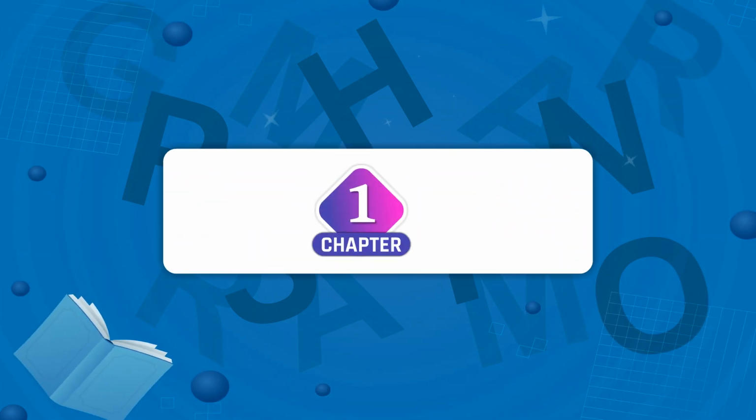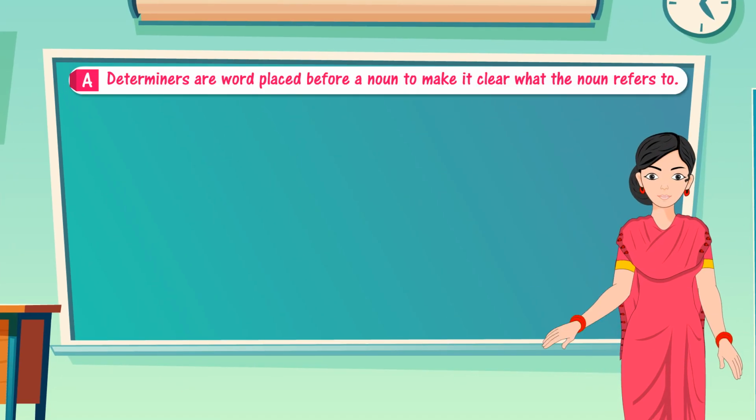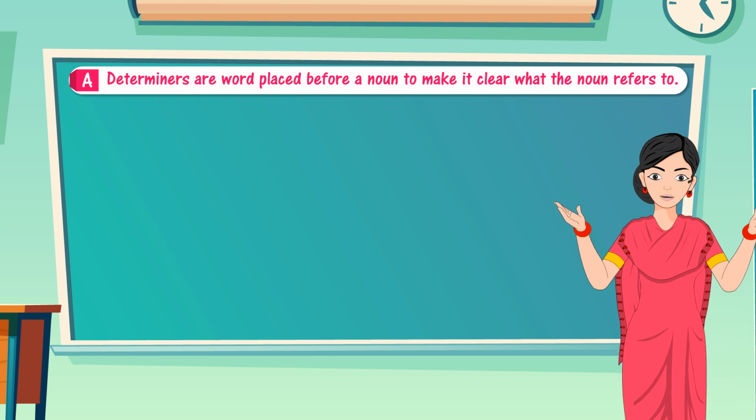Chapter 1. Determiners. Determiners are words placed before a noun to make it clear what the noun refers to.